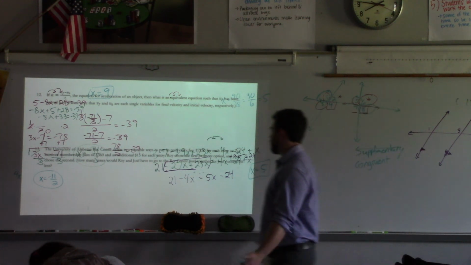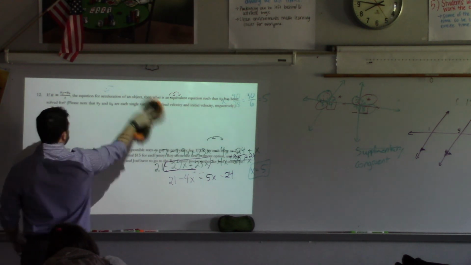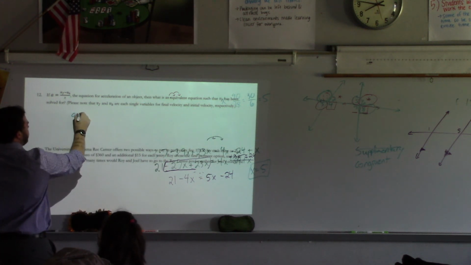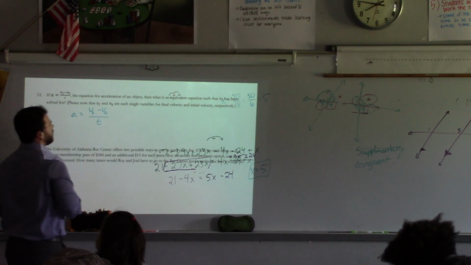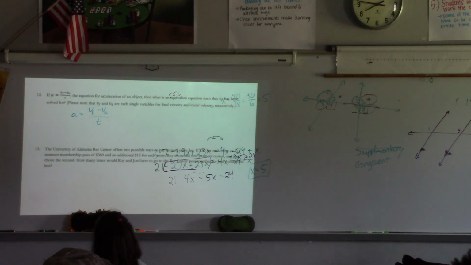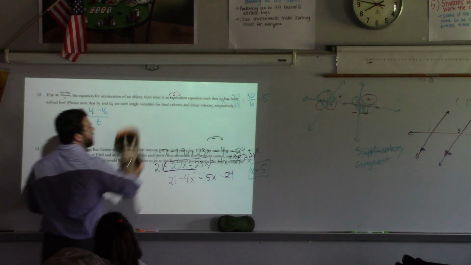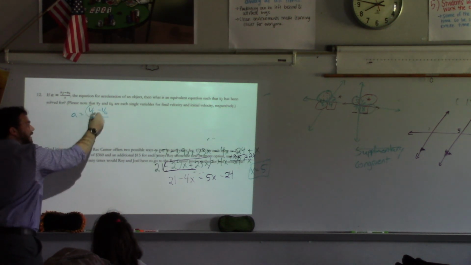You don't need to know about acceleration. Look at the question for 12. Okay. A equals velocity times. So if A is equal to the final velocity minus the initial velocity divided by t, then what is an equivalent equation? So what do we need to do if we're trying to create an equivalent equation? Properties of equality, right? Or commutative, or distributive. Okay? What is an equivalent equation such that v sub f has been solved for? So I want this to be on its own at the end.